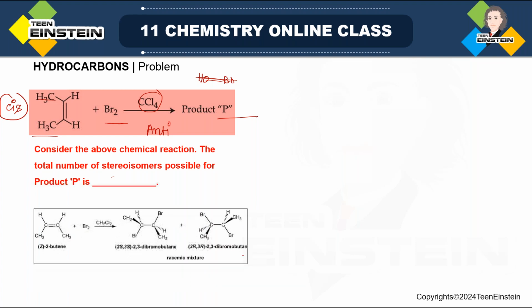But here it is not meso. Remember the same picture we have already seen in the last class. Different solvent, CH2Cl2 or CCl4, but it doesn't matter, same product. So these two products you will get, and they have a mirror image relationship. If one is 2S, 3S, another will be 2R, 3R. These positions are basically 2 and 3. So in this way, the answer will be 2 isomers maximum possible.